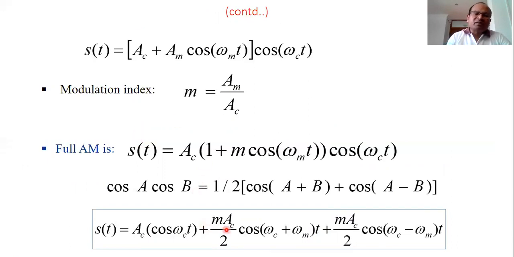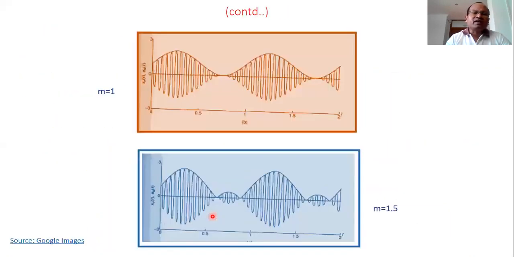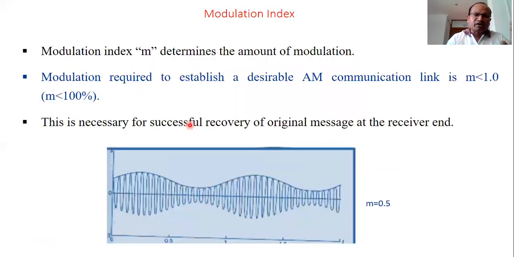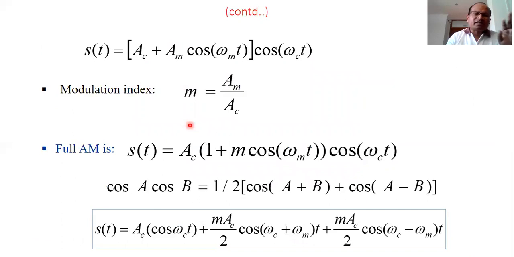This is mAc by 2. It will be a square term, right? So you will get here what it is writing here. See here, it is writing m square by 4. It is mAc by 2 whole square, right? Root mean square. So it is m square by 4 into Pc. Actually, let us try to understand. I'm sorry. What is carrier power? Let us calculate first the carrier power. Carrier power will be Ac square by 2.